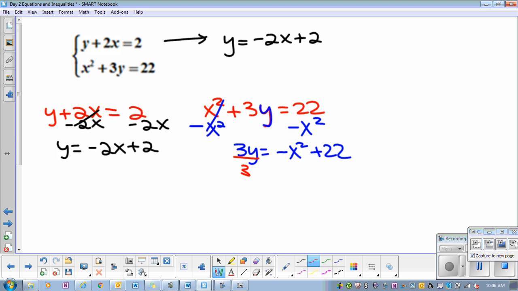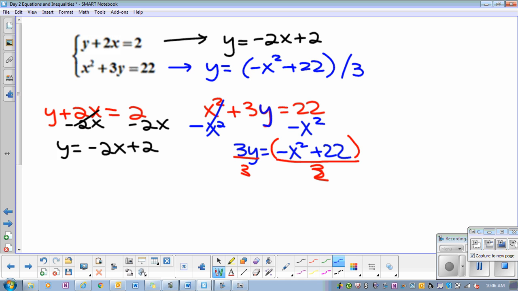Here's the thing though, when you put it into the calculator, you put that whole thing over 3, so put it in parentheses on top, right? So when you put this into the calculator, you can just say y equals, parentheses, negative x squared plus 22, close parentheses, divided by 3. See that? You have those written down? Let's put it into the calculator. That one goes into y sub 1. This one goes into y sub 2. All right, let's do it.